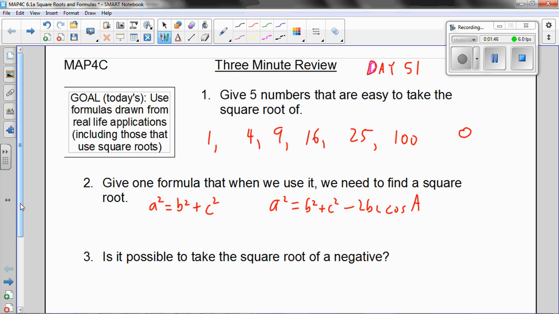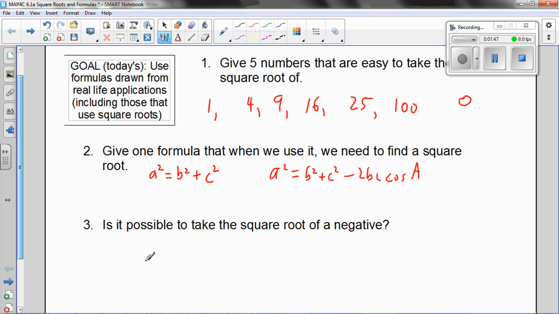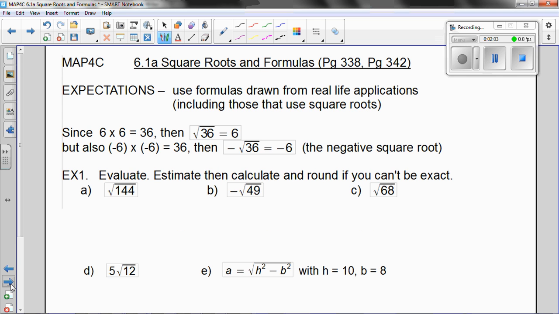Is it possible to take the square root of a negative? So the idea of square root of a negative number. Well, you try it on your calculator, you can't do it. It's not possible. And the whole idea is the start of the lesson today. So we're on to the first lesson here. Square roots and formulas. There's a couple of pages there.